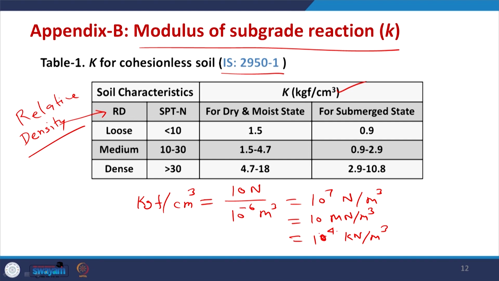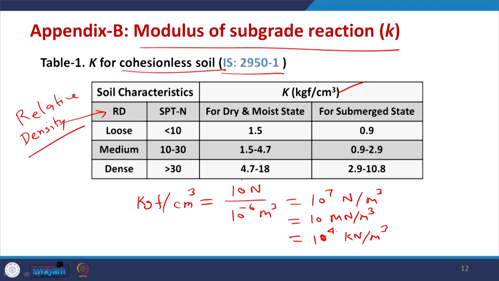For the cohesionless soils, naturally you have the higher values in dry and moist state. When you talk about submerged state, the values decrease, from 1.5 to 0.9. Depending on that you can use interpolation: if the value is between 10 to 30, 1.5 to 4.7, and if it is more than 30 then 4.7 to 18 depending on the value of n. If you have n equal to 30, you can go for 4.7, and then for a higher value you can use up to 18. For submerged state the values are about 60% of those for the dry and moist state.